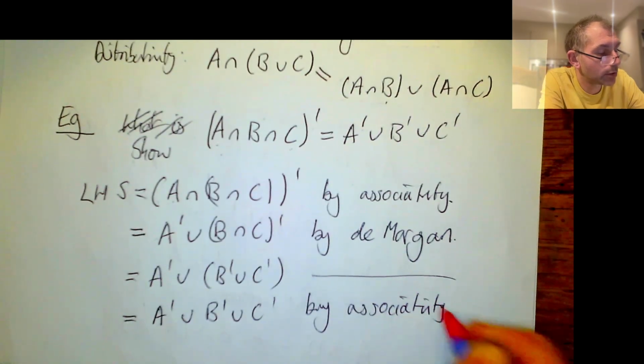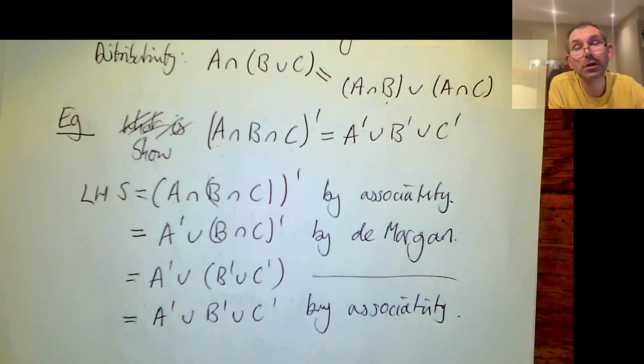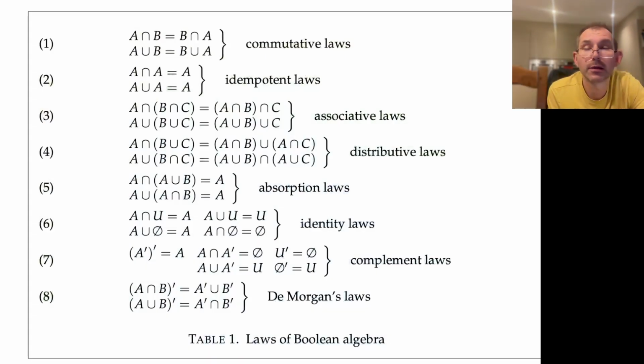So you can do lots of examples of this, just using the laws that we've got in this list here, and you just want to find one of them that is going to allow you to formally change one of the sides that you're looking at to make it a little bit more like the other side. And between all these laws, you can prove quite a few facts about subsets. So that concludes the week 2 material.